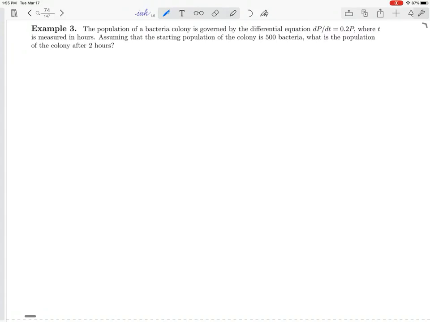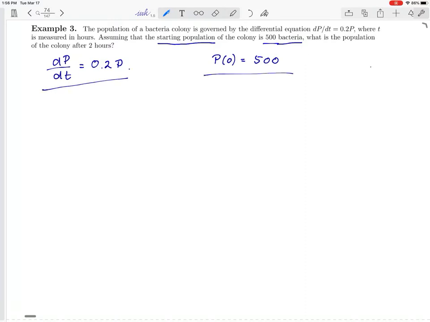So we are given a differential equation dp/dt equal to 0.2p, and we are also given an initial condition. The initial condition is that the starting population is 500 bacteria. We can translate that into p(0) is equal to 500. So now we have an initial value problem. We have a differential equation and we have an initial condition.